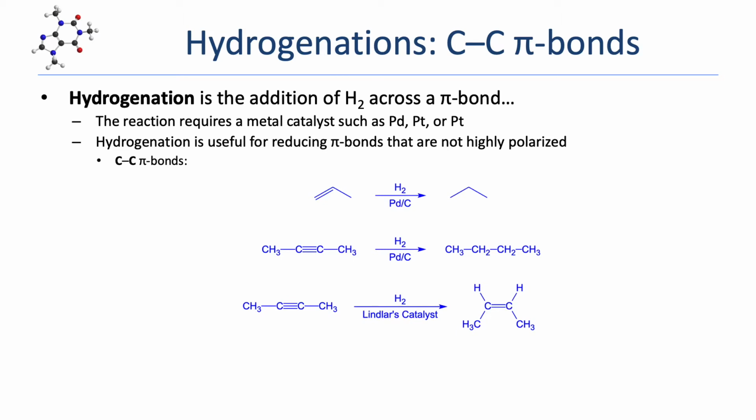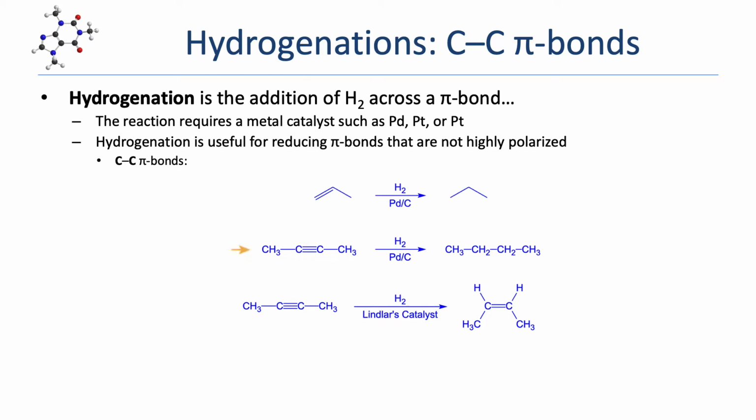Hydrogenation is the addition of hydrogen gas across a pi bond and is mostly used to reduce pi bonds that are not particularly polarized. The reaction requires a particular metal catalyst such as palladium, platinum, or nickel. The most common use for hydrogenation is the reduction of carbon-carbon pi bonds. In the first example, we see the reduction of an alkene to an alkane. You can see that one hydrogen atom is added to each carbon of the carbon-carbon pi bond.